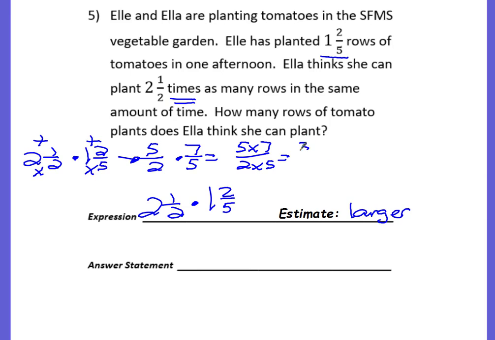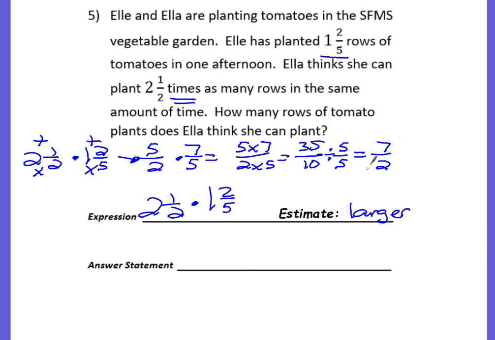And 5 times 7 is 35. 2 times 5 is 10. Okay, with this, I can see that one ends in a 5 and the other ends in a 0. That means they're both divisible by 5. 35 divided by 5 is 7. 10 divided by 5 is 2.